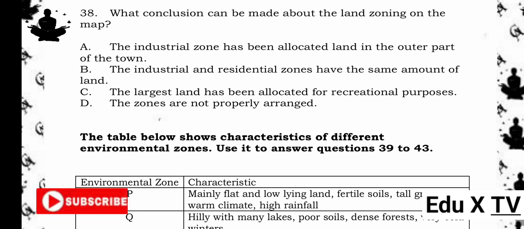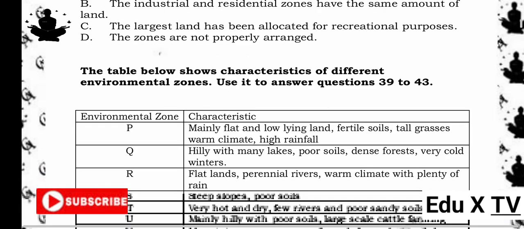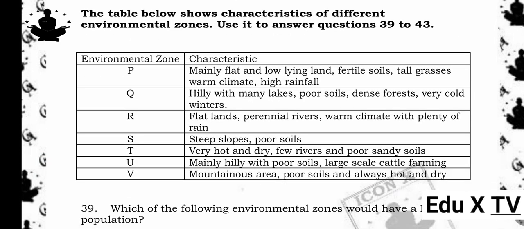The answer is A. The industrial zone has been allocated land in the outer part of the town. Reason being, looking at the map, the dark gray industrial zones are clearly placed on the outer edges of the town. This is a common zoning practice to separate heavy activities from residential and commercial areas to avoid pollution and congestion.